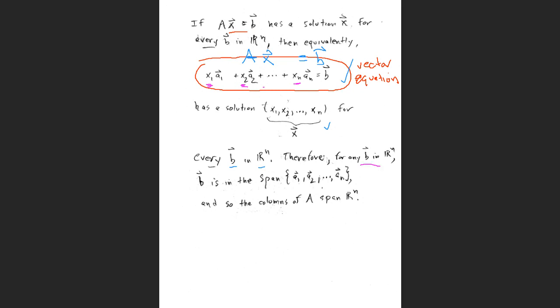And therefore, for any vector B in Rn, B would have to be in the span of the column vectors of the matrix A. And so the columns of A span n-dimensional space. Okay, let me make sure everybody's comfortable. Let me know if you have any questions on that.